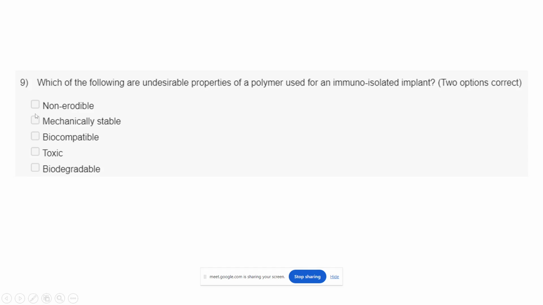So, if you are making it non-erodible, that is a desirable property. It should be non-erodible, biomechanically stable, and biocompatible. The undesirable properties would be toxic and biodegradable.